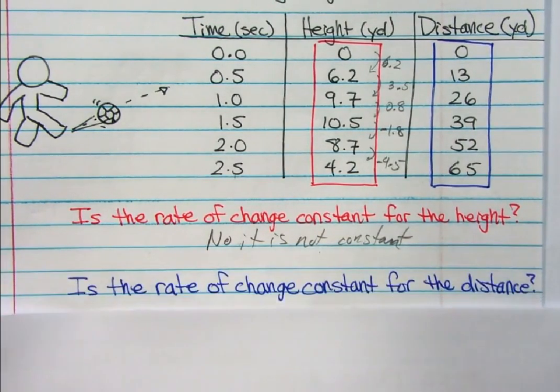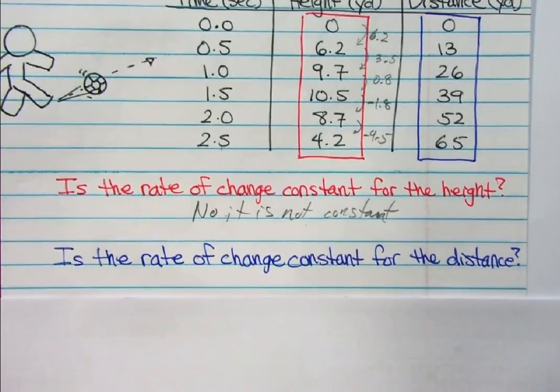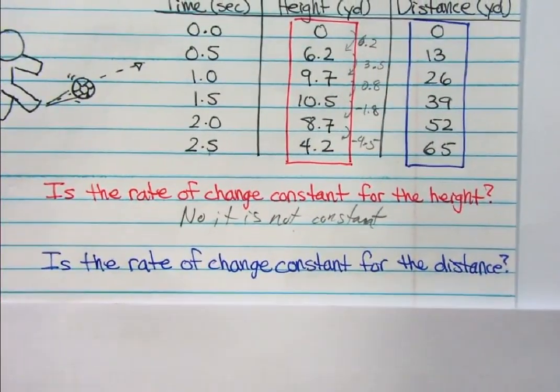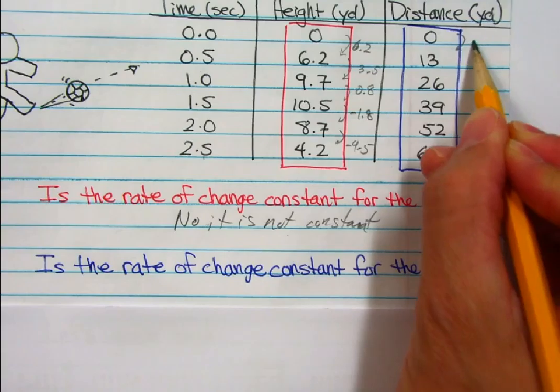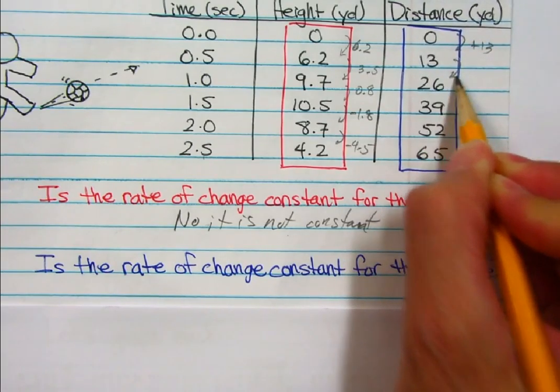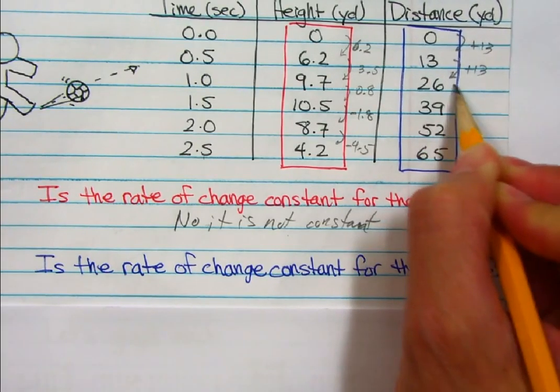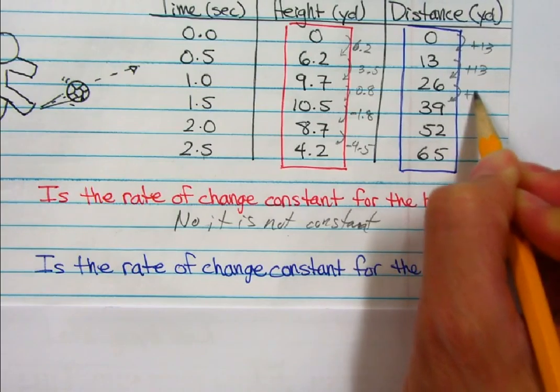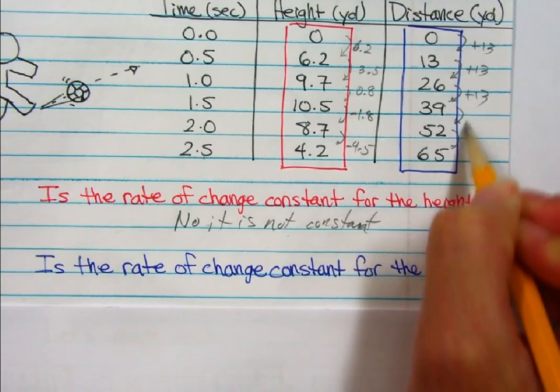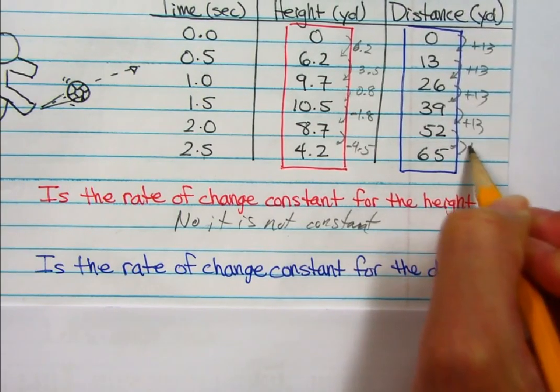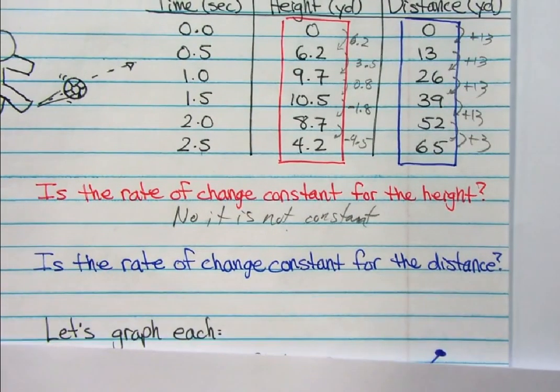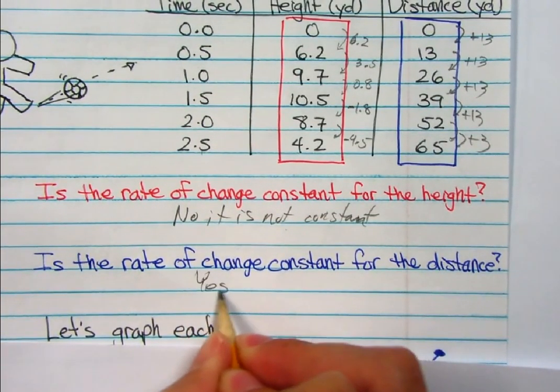All right, what about the blue one, the distance? Is the rate of change constant in distance? Well, let's take a look. It went from 0 to 13, that's up 13. From 13 to 26, that's up another 13. 26 to 39, another 13. And if I just continue this, it looks like, yes, it is constant. It continuously goes at the same rate. So it's a yes.